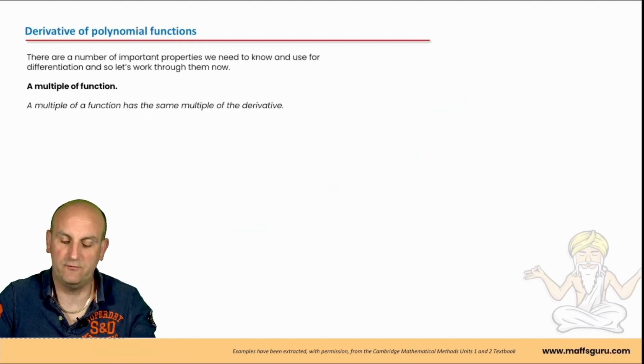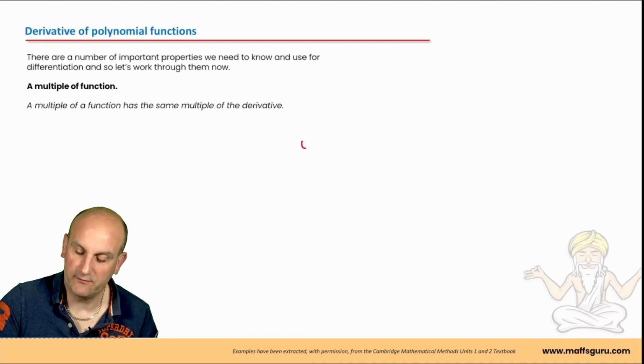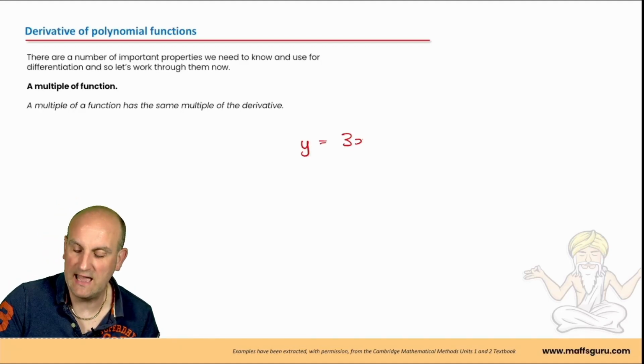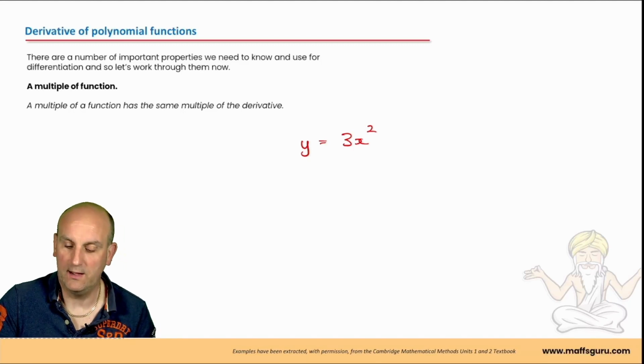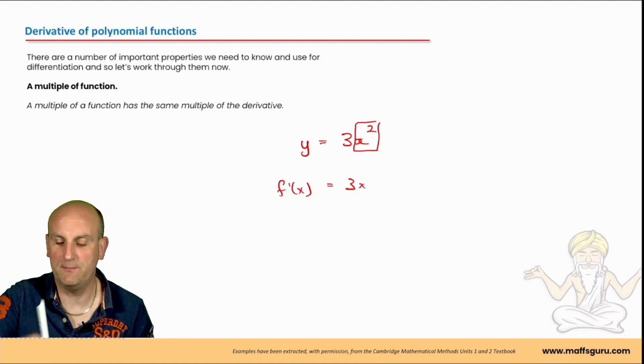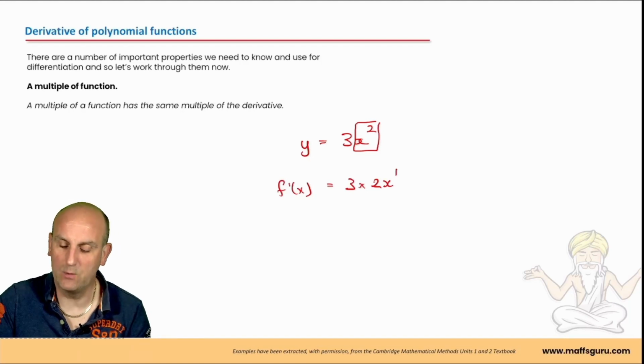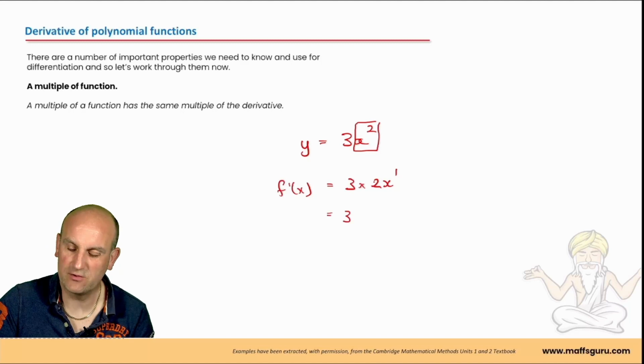So that's nice to know for a linear function. What about if we have a multiple of a function? What about if I have y equal to 3x squared? Well, by following the rules, f dashed of x gives me 3 times the derivative of x squared. I bring the power down, 2, x to the power of 1, take 1 off the power. So what we're really saying is that's 3 times 2x.